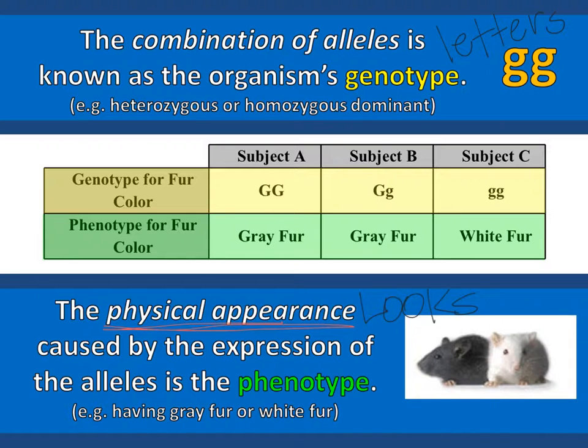For example, like on the slide, the phenotype for subject A is gray fur. So if you looked at the mouse, you can see that it has gray fur. Subject B, the phenotype is also gray fur because it has big G. Big G beats the little g. Subject C has white fur. These right here are the phenotypes of the subjects. Gray fur, white fur.